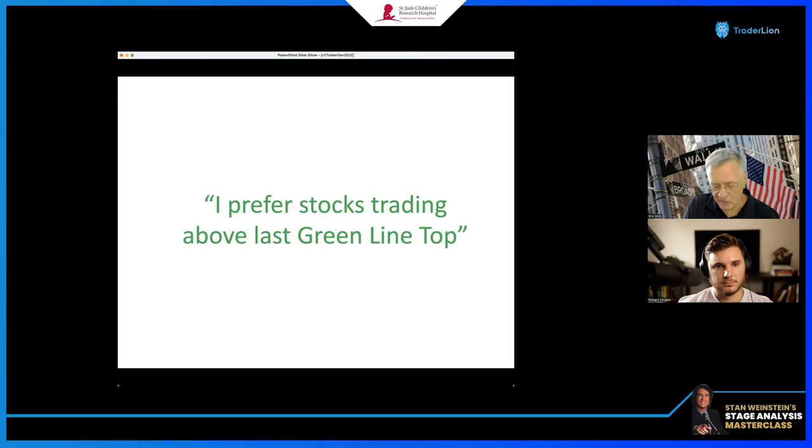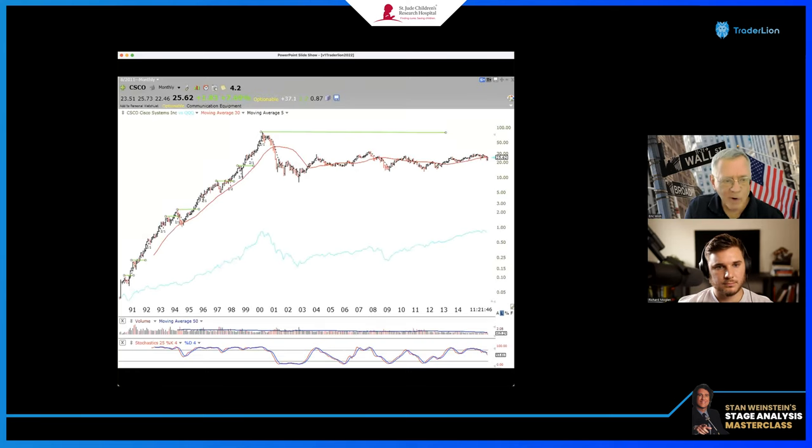You're ready. Okay, I showed you these last year, so I'm going to go through this really quick. Here's Cisco, one of the great stocks. Look at the green lines. Green line breakout, green line breakout, green line breakout, green line breakout, green line breakout, green line breakout, and then it forms a green line top.